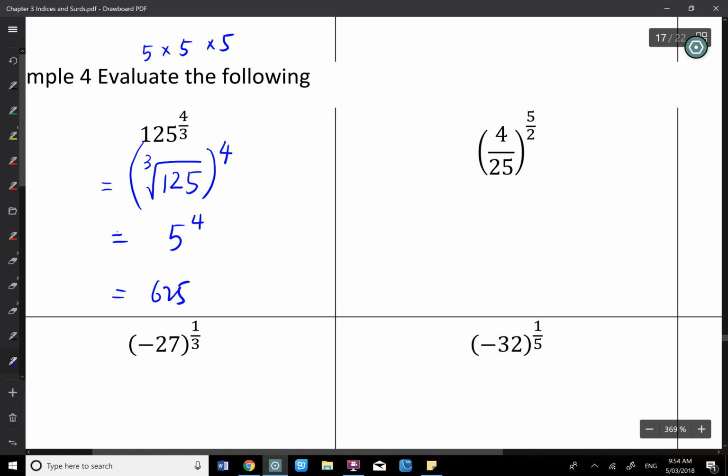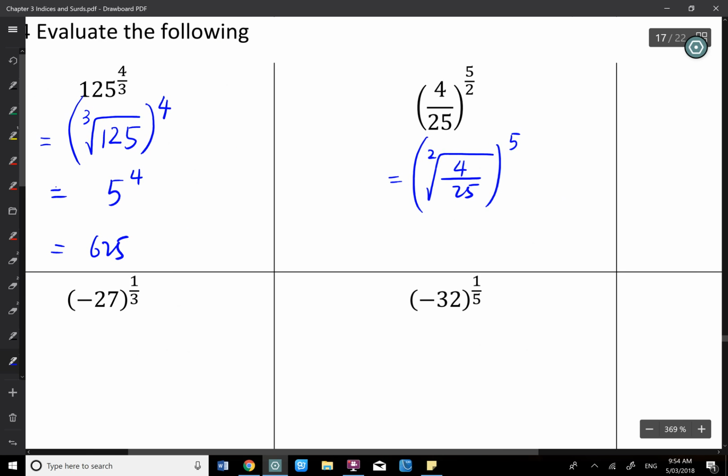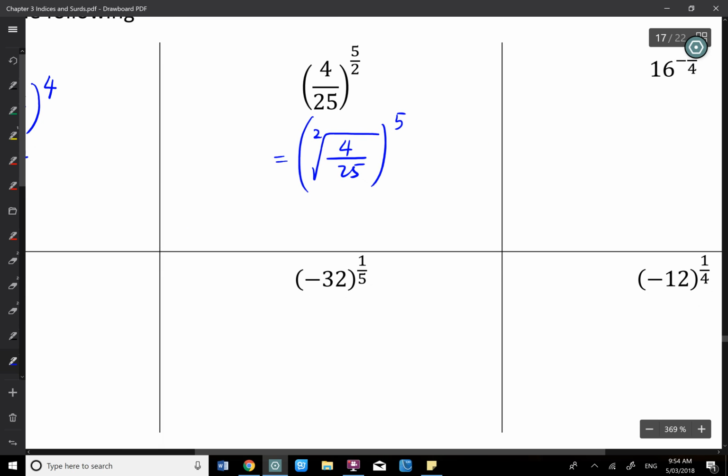Okay, similarly, we can have that one. We better take the root first. So that's a square root. I don't need to write the 2, so it's the same as when you put the 2 here. It's a square root, and then we make it to the power 5. If you take the square root, that's very obvious. That's 2 on 5, then to the power 5.